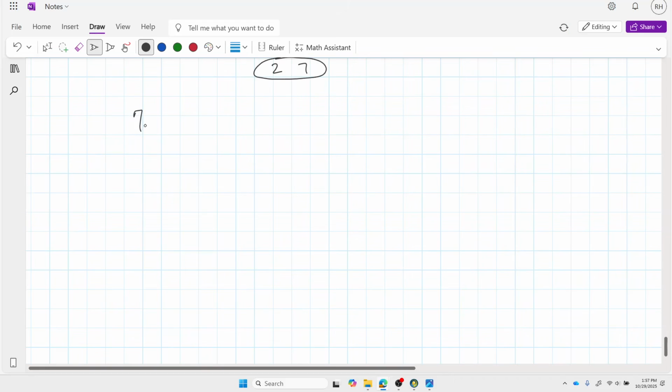Factor 7n squared minus 21. The greatest common factor would be 7. And then you're going to divide 7 back into each term. So 7n squared divided by 7 would be n squared. 21 divided by 7 would be 3. So 7 is your GCF. And all of this is factored form.